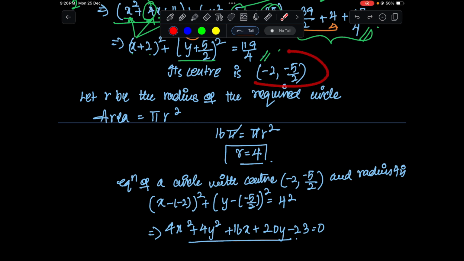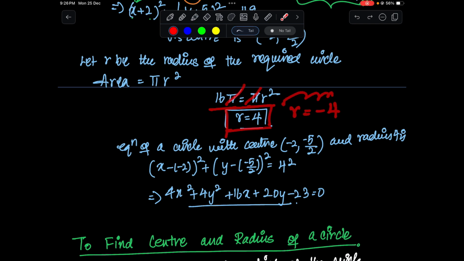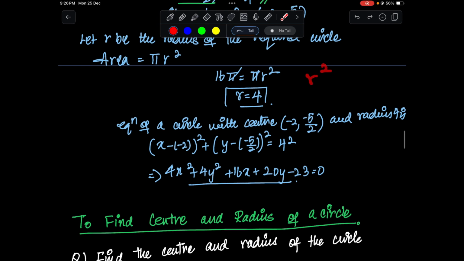That means I want to make a circle with this as the center such that its area is 16 pi. So the only thing I need to find is the radius now. So the radius of the circle, let it be r. So 16 pi is equal to r square, pi cancels, so you will get r as 4. You will get r as minus 4 also, but radius cannot be negative, so we will be neglecting that. Because I already mentioned that r square is equal to 16, which is 4 square. So you are supposed to take it as r plus or minus 4, but again as I said, r cannot be negative, so we are neglecting it.